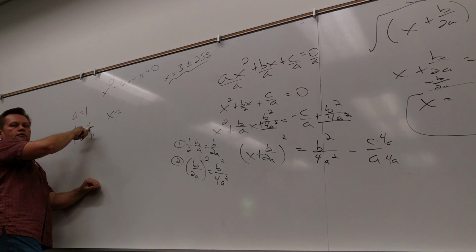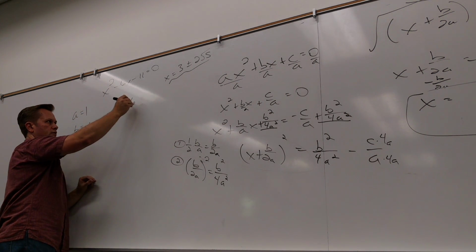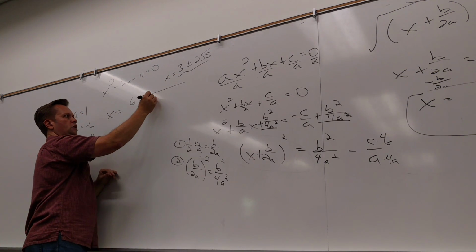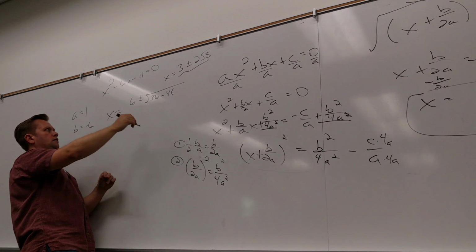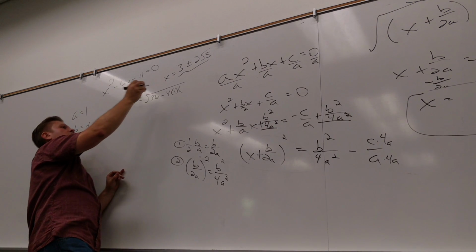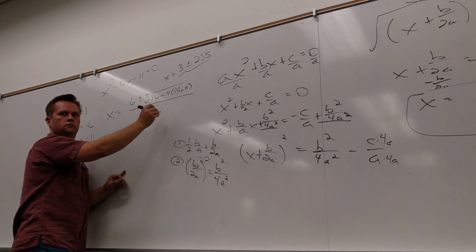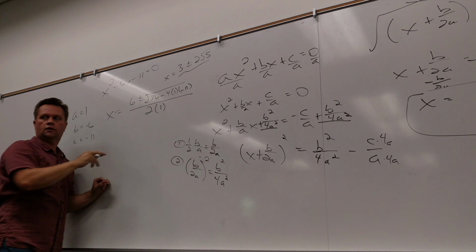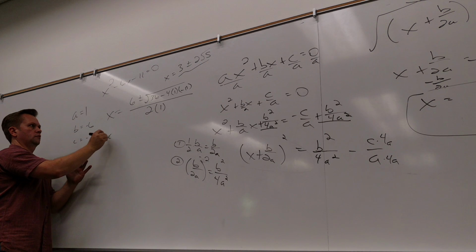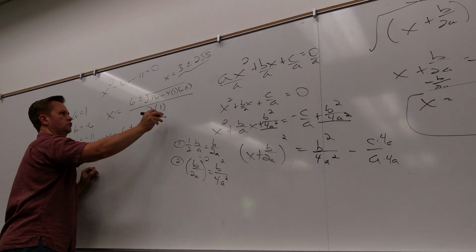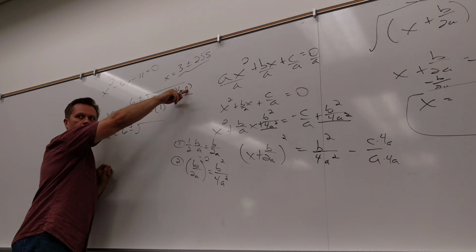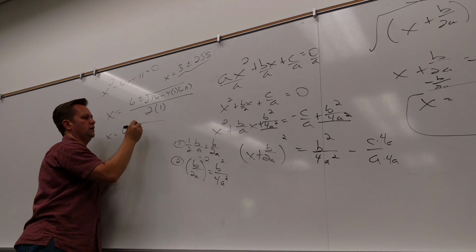x equals negative b, which is 6, plus or minus the square root of b squared, 36, minus 4 times a, which is 1, times c, which is negative 11, all over twice a. So you get 6 plus or minus the square root of 36 plus 44, which is 80.